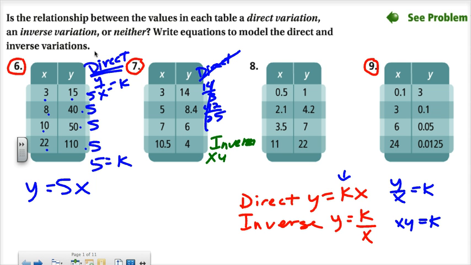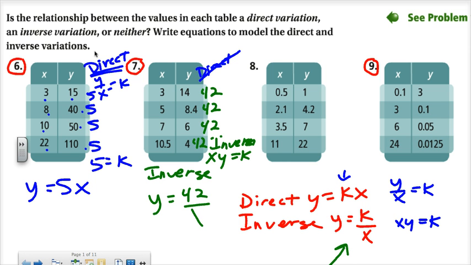And remember that if x times y equals some constant, then this is going to be inverse variation. So we would try 3 times 14, and we would get 42. And then we would take 5 times 8.4, and that gives us 42. 7 times 6 is 42. 10.5 times 4 is 42. This is inverse variation, and we want it to look like the inverse variation model. So our constant of variation pretty obviously is 42. This will be y equals 42 over x. And that is our inverse model.